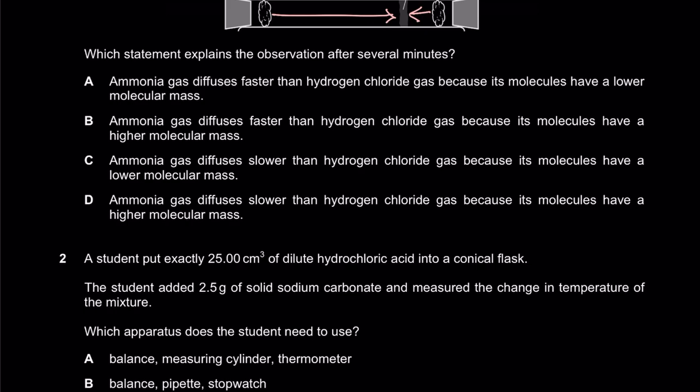It says ammonia gas diffusion. Which statement explains the observation? We already know which statement explains it, but let's read the options. It says ammonia gas diffuses faster than hydrogen chloride because it has a lower relative molecular mass. So A is correct. But if you check B, C, D out, B says ammonia gas diffuses faster than hydrogen chloride because its molecules have a higher molecular mass. No, sir. If it has a higher molecular mass, then it should diffuse slower.